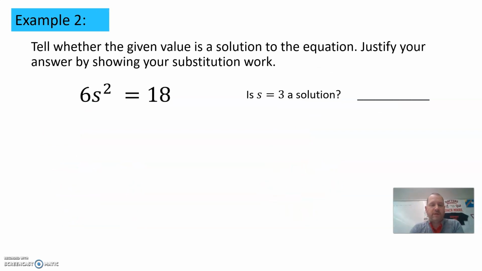Here's a second example we're going to take a look at now. Tell whether the given value is a solution to the equation. Justify your answer by showing your substitution work. Right now, I want you to pause the video, and I want you to substitute 3 for s. Remember to use the order of operations. Remember, when you see a variable directly next to a coefficient, it means that you're going to multiply those. So you could rewrite this as 6 times s squared equals 18.